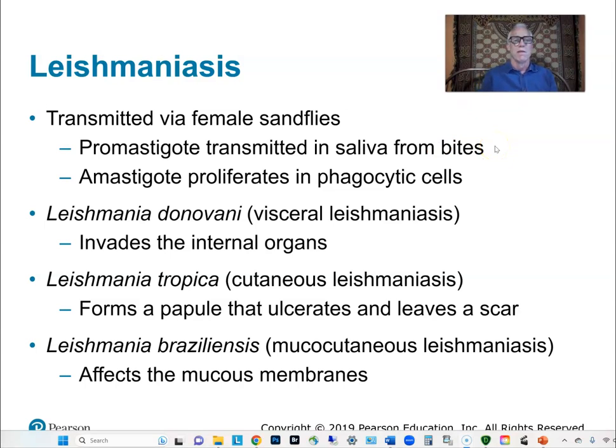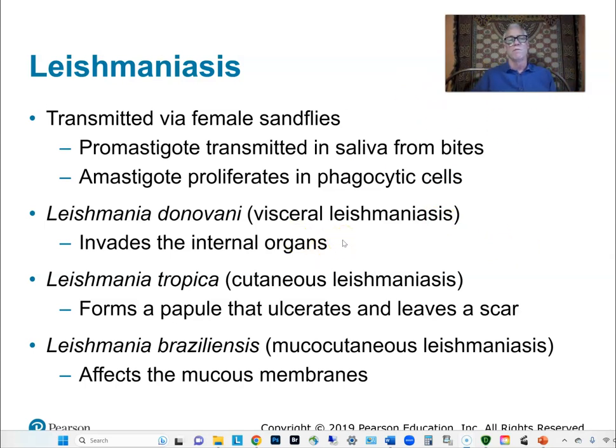Leishmaniasis. Leishmania donovani, and a couple of other species. This disease is transmitted by sandflies, and the promastigote is transmitted in saliva from the bites, and the amastigote proliferates in phagocytic cells. So the phagocytes come, gobble it up, and they just live happily in the phagocytes and multiply.